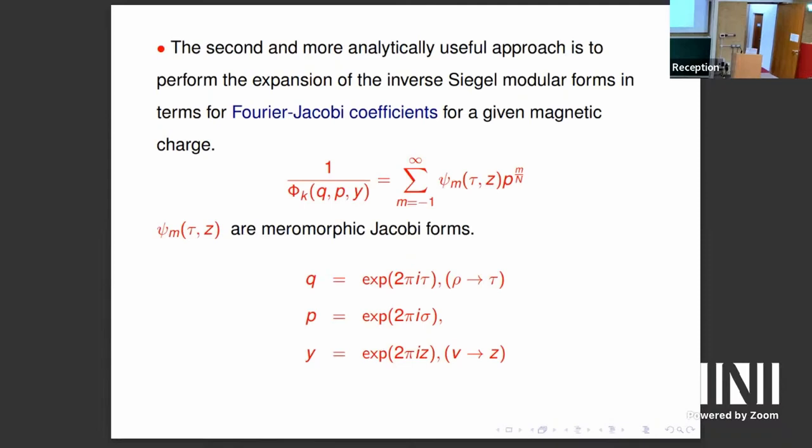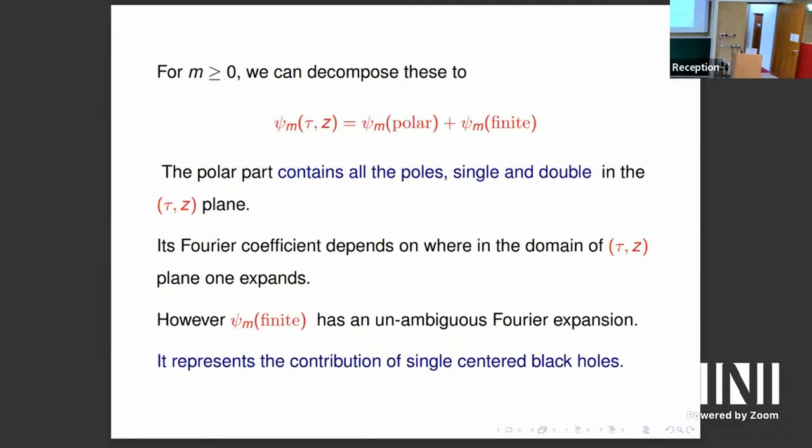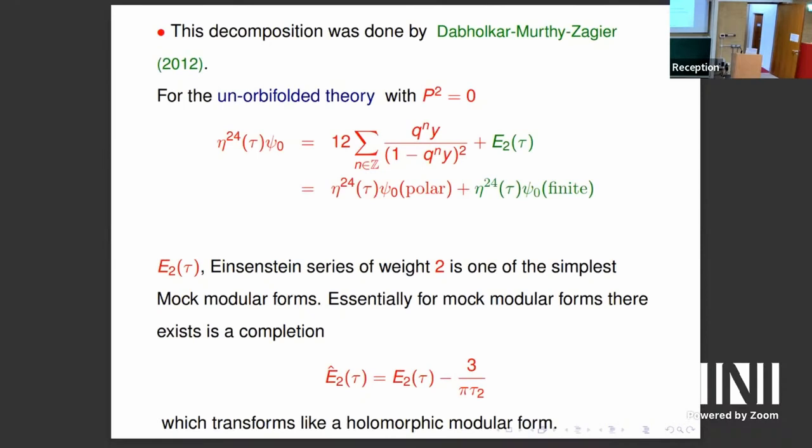And this was noticed by, I think, Dabholkar, Murthy, and Zagier, that you can split this into two parts, a polar and a finite part. Now the polar part contains all the poles and everything. That is what is sensitive to multi-centered configurations, and so on. That is what captures those things. And this finite part actually represents the contribution of the single-centered ones. So there is this nice structure. And this decomposition was done by Dabholkar, Murthy, and Zagier in this manner.